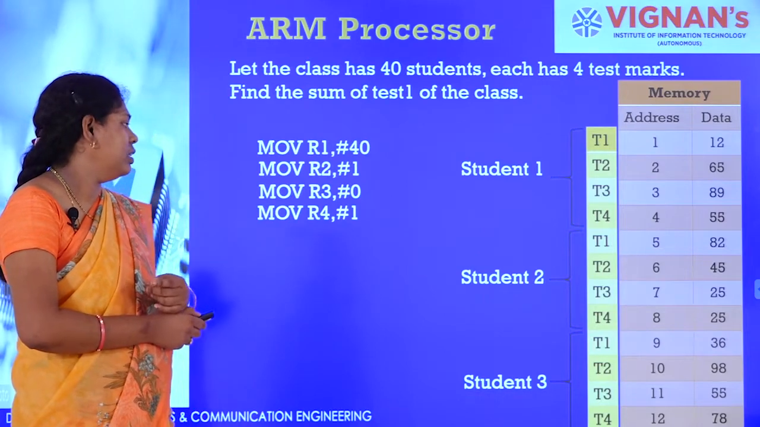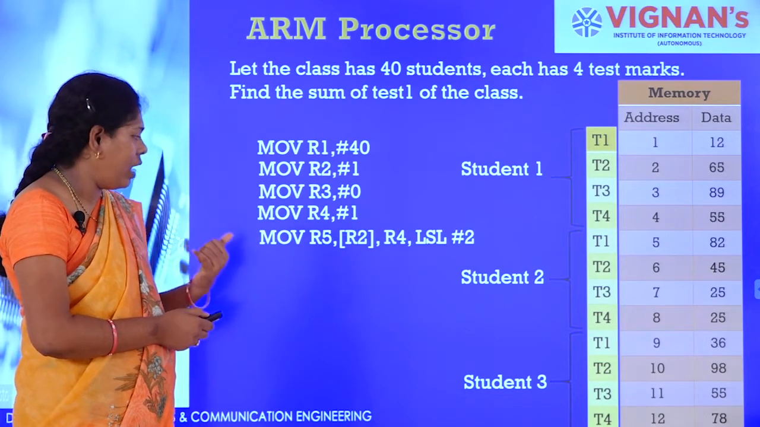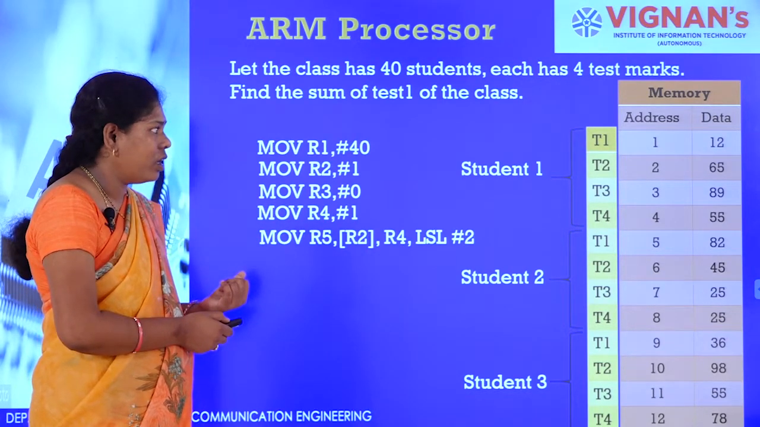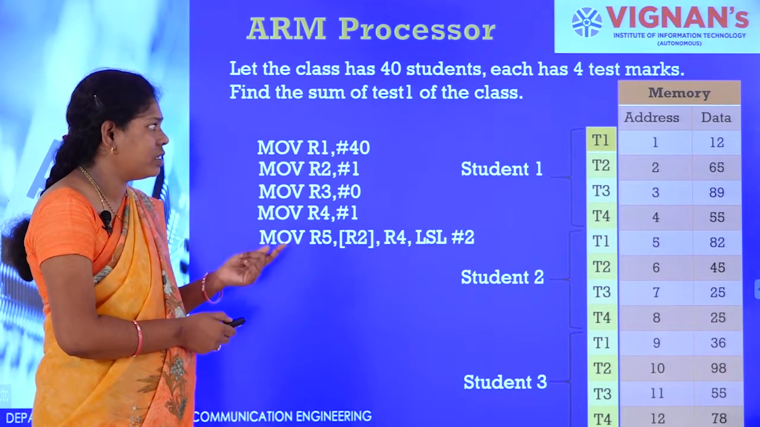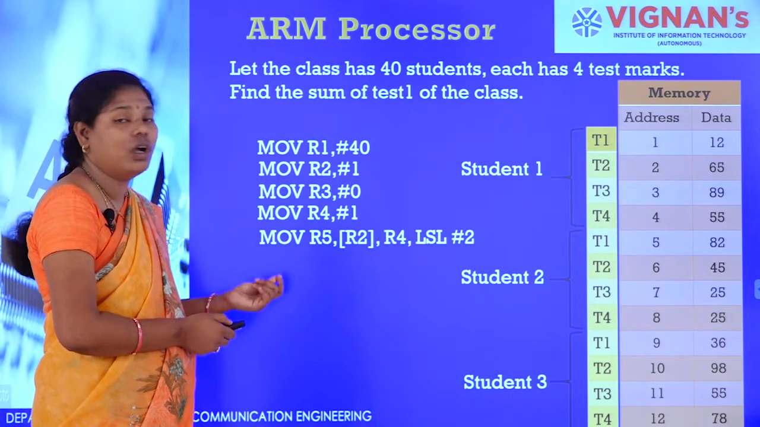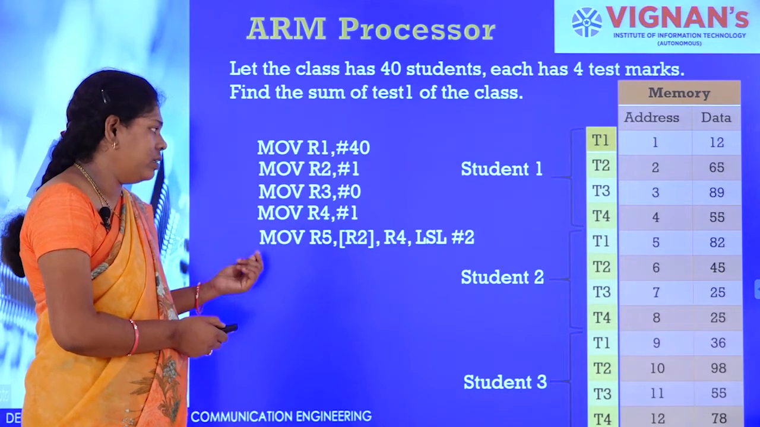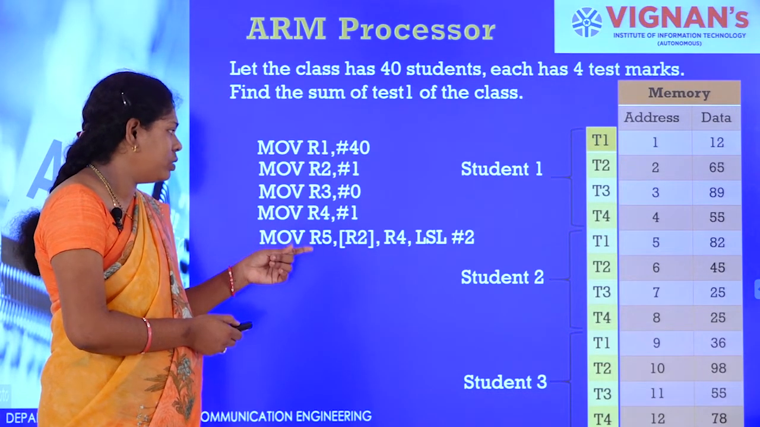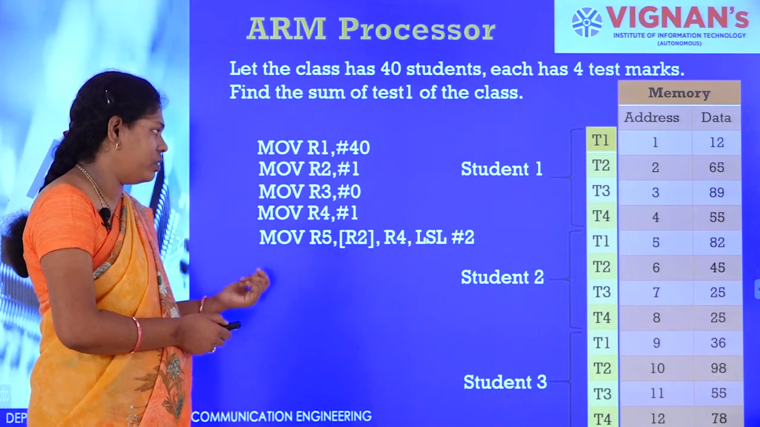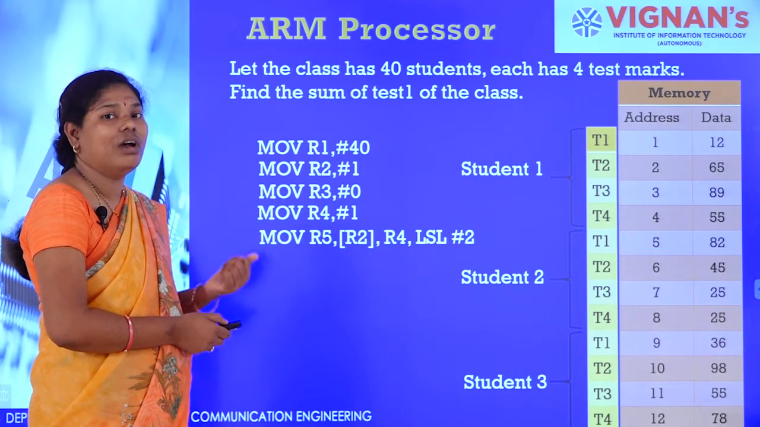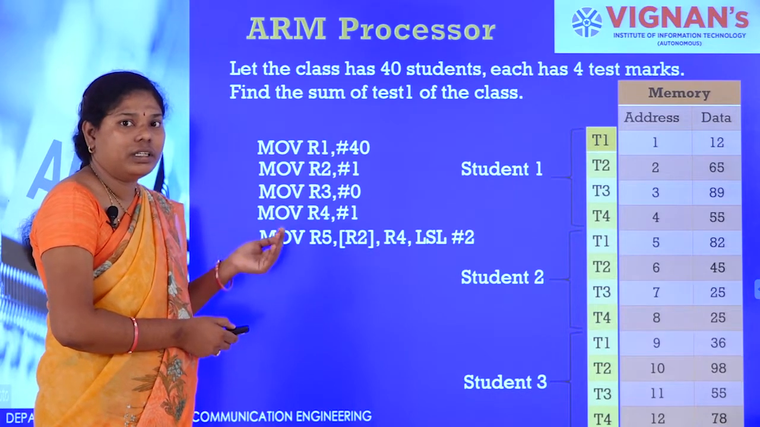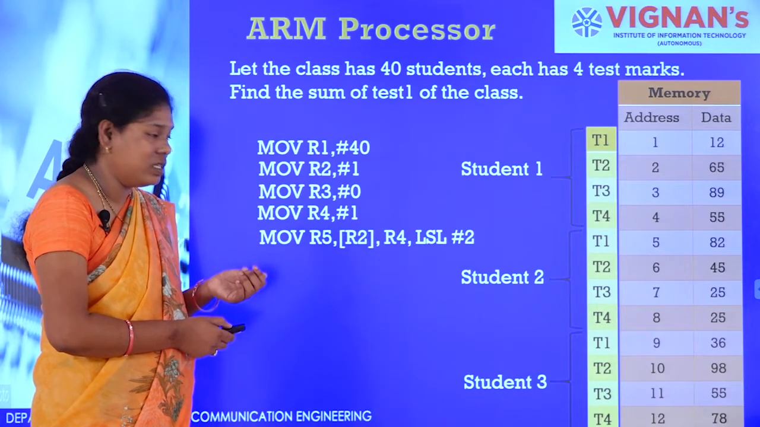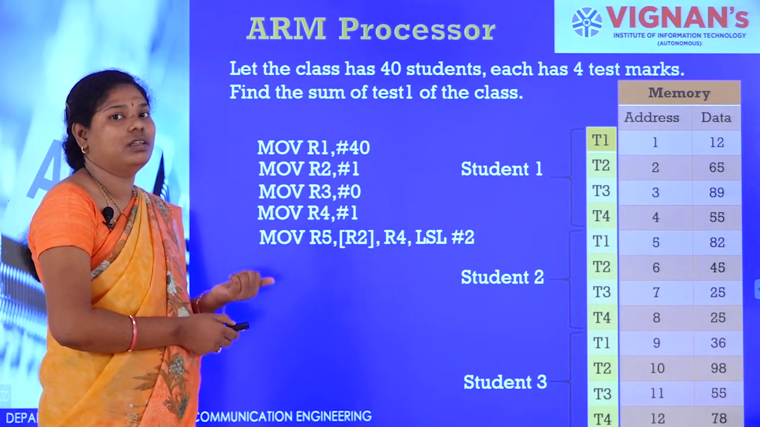So, for that I am using move R5, okay, that is the content of 1 has to be copied to R5, that is R2. Here the first address is pointed to by R2, so the content of R2 is copied to R5. Later the R4 is shifted by 2 times, at the same time it will be added to R2. Here it is a post indexed addressing mode. First the data will be copied, later the register R2 will be updated with the new address to copy the next byte.